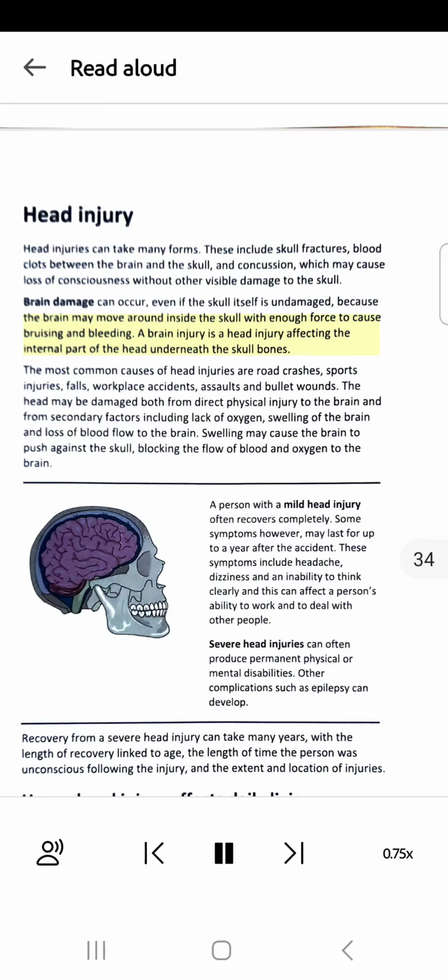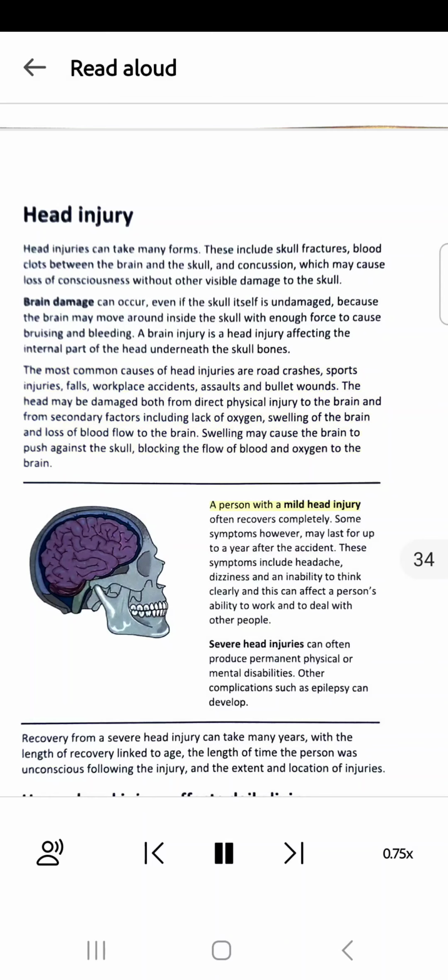A brain injury is a head injury affecting the internal part of the head underneath the skull bones. The most common causes of head injuries are road crashes, sports injuries, falls, workplace accidents, assaults and bullet wounds. The head may be damaged both from direct physical injury to the brain and from secondary factors including lack of oxygen, swelling of the brain and loss of blood flow to the brain. Swelling may cause the brain to push against the skull, blocking the flow of blood and oxygen to the brain.